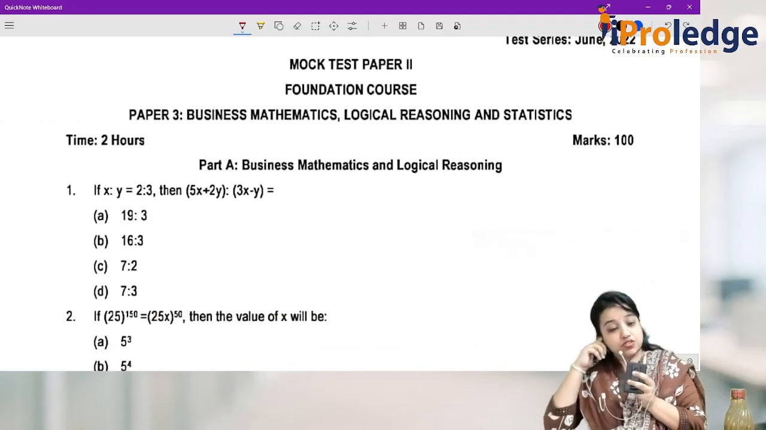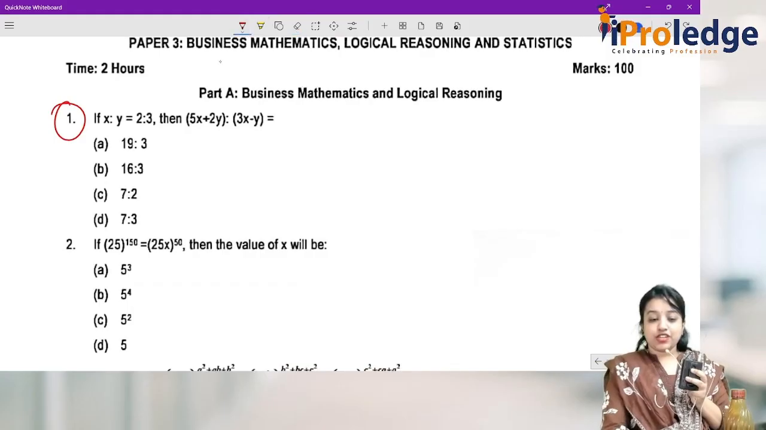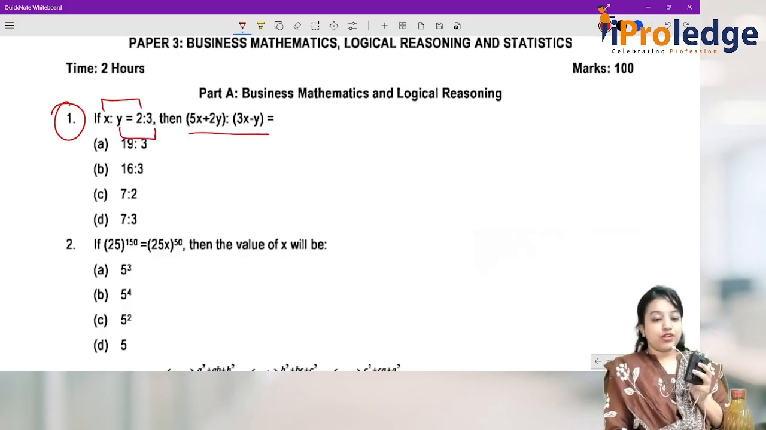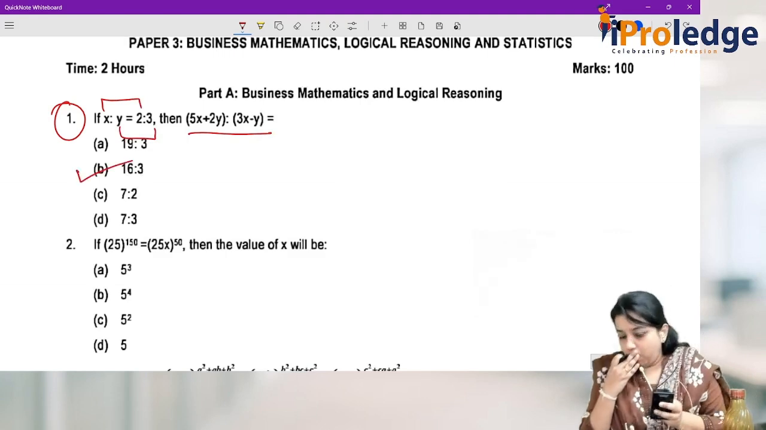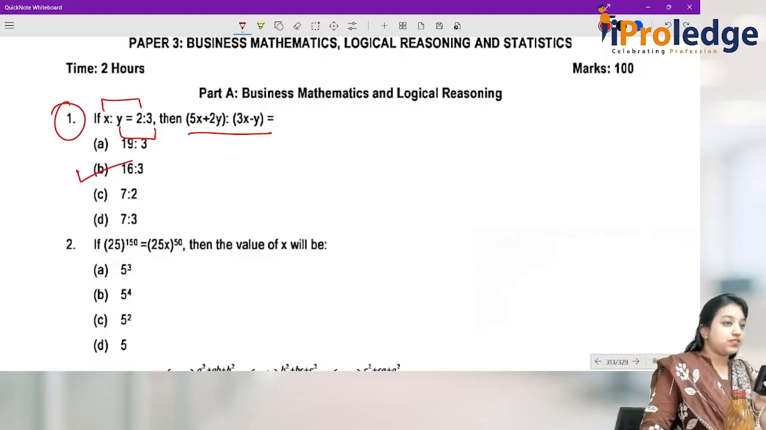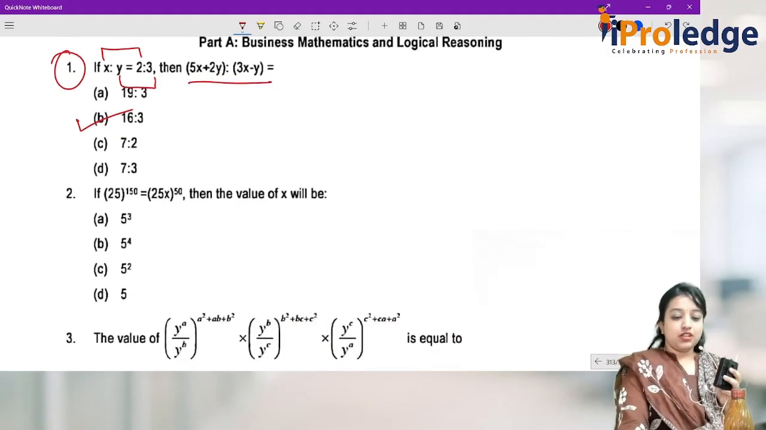Okay, so the first one is related to ratio. What is the value of x we have? What is the value of y we have? Substitute and tell me the answer. Option 16 is to 3. Start with your question papers. The last question paper, the second one.